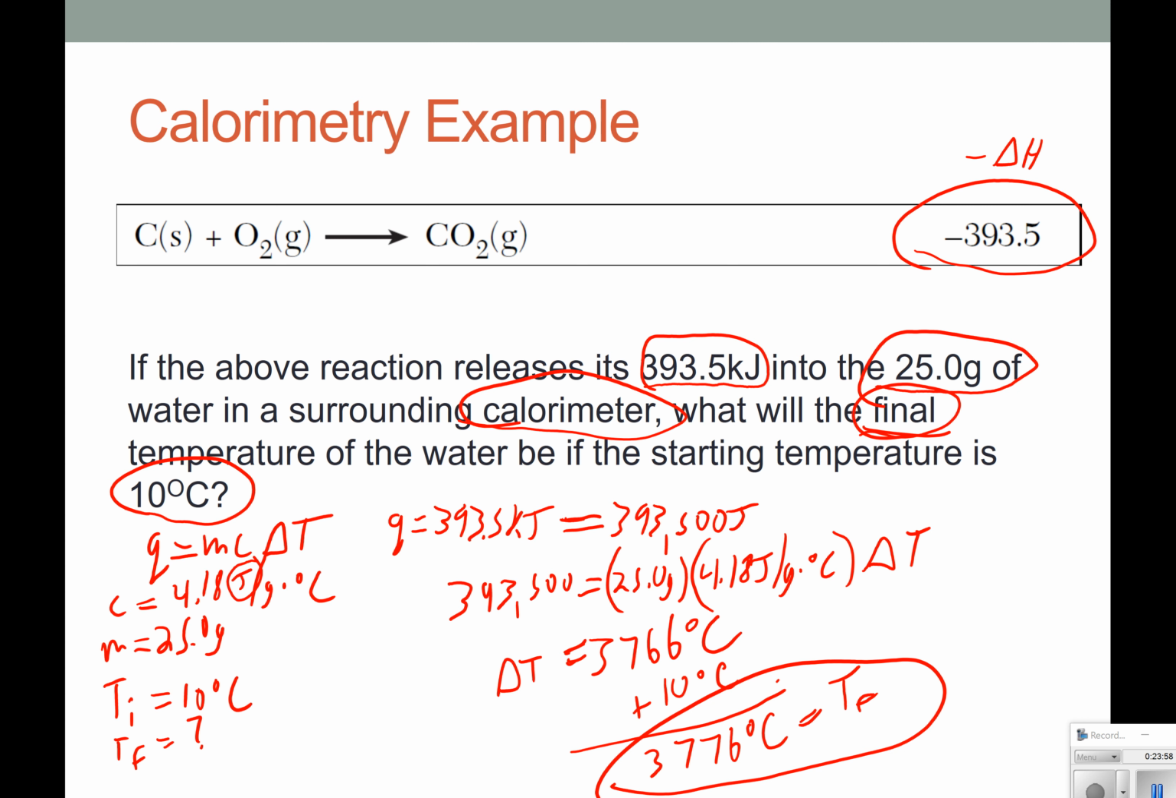So you've seen a couple examples of how we can use calorimetry to determine how much heat is being released, and what the final or initial temperature of the water is after a change. And we'll be using this specifically in lab.